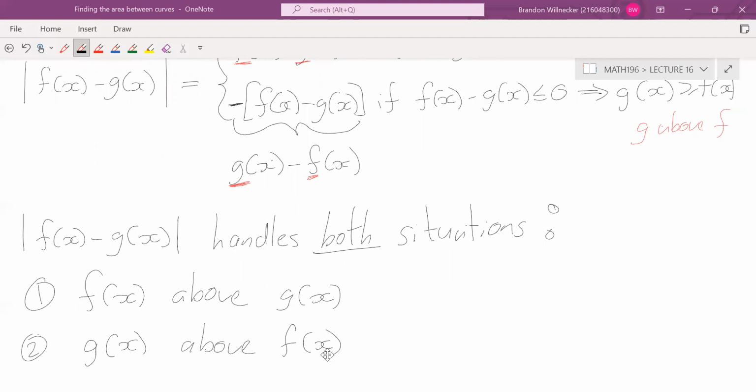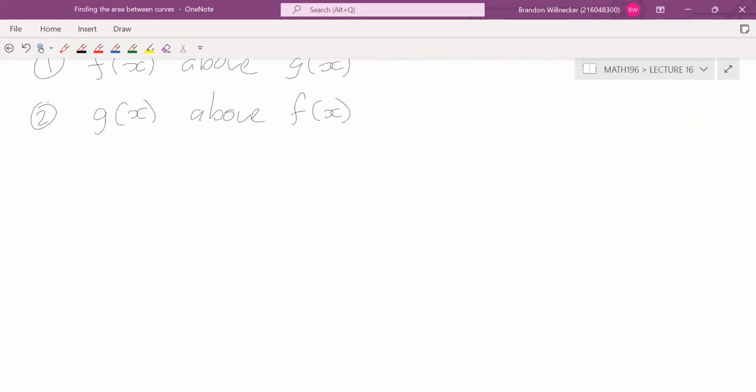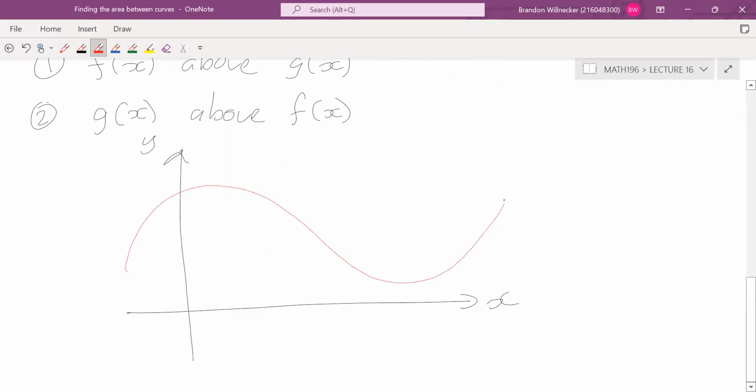Now, a nice example to illustrate this is if we have the following two functions. So we've got our xy plane. Let's say f looks like this and g looks like this. Okay, so it looks like that. Okay, and we want to know what is the area between them. So we need to look at this intercept and this intercept. Yeah, so this is the region bounded between them.